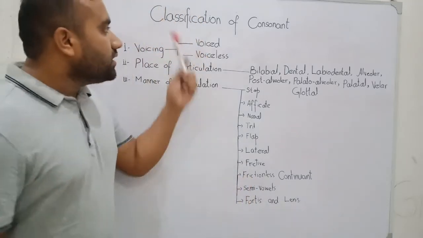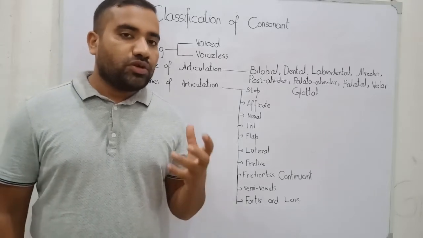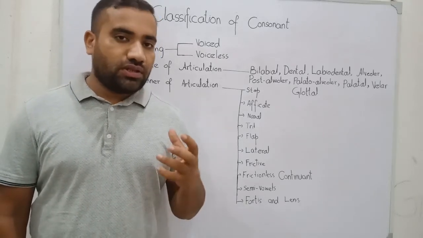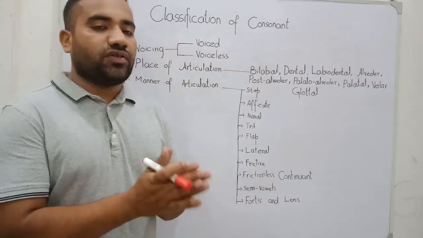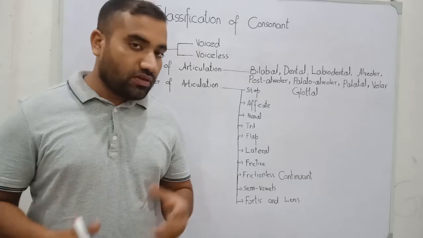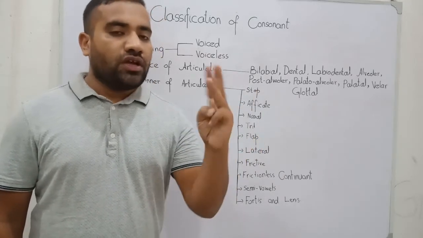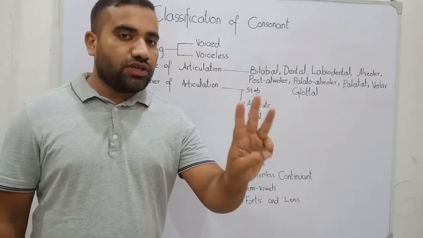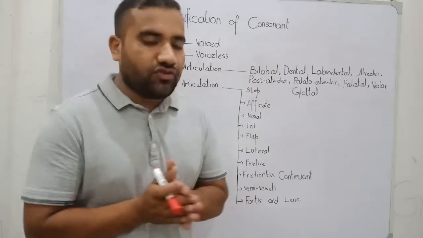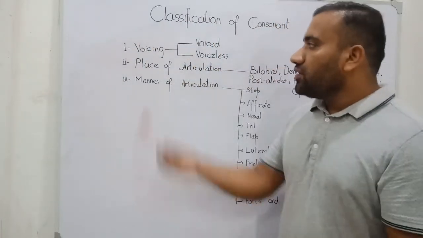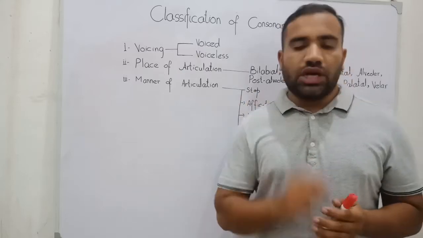Classification of consonants. I have told you that there are 21 consonants in the English language, and these consonant sounds are classified in three ways. We can check three things when we analyze a consonant sound. What are the three levels? The first is voicing. Voicing is of two types.